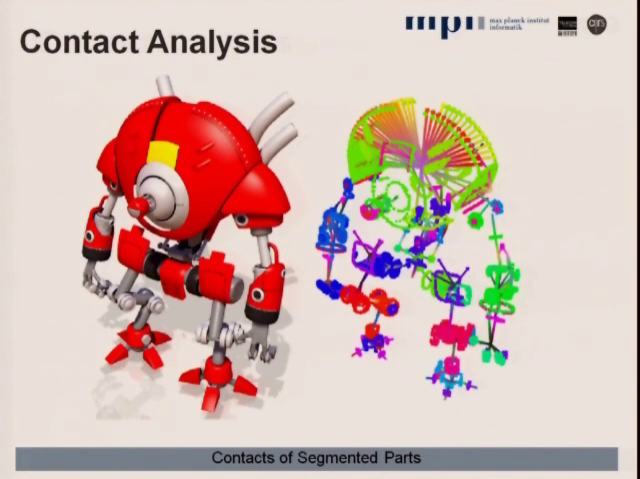Next, we perform a contact analysis. This gives us the structure of this object. Here you see the connections between parts that are almost touching each other.